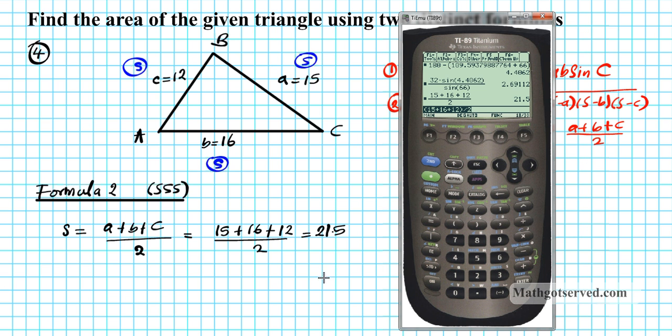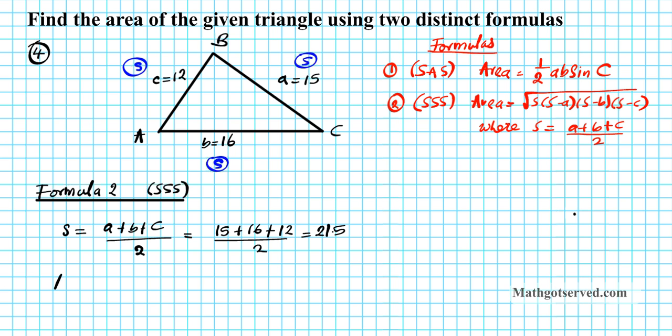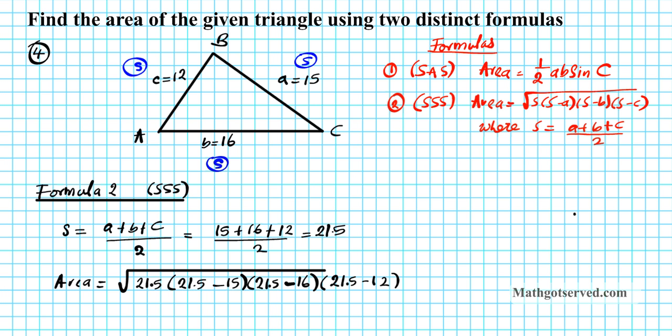Now what do we do next? Now that we have the semi-perimeter, we can now proceed to finding the area, okay? So the area is going to be the square root of S, which is 21.5, times S minus A, 21.5 minus 15, times S minus B, 21.5 minus 16, times S minus C, 21.5 minus 12. Okay, we'll enter this entire expression into our calculator and let's see what we get. That should give us the area.